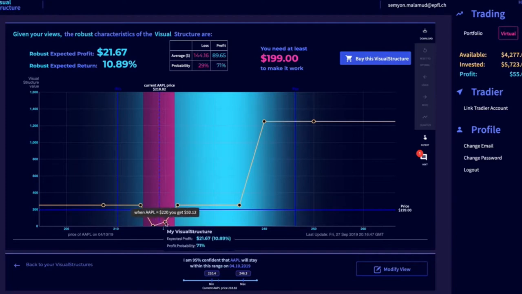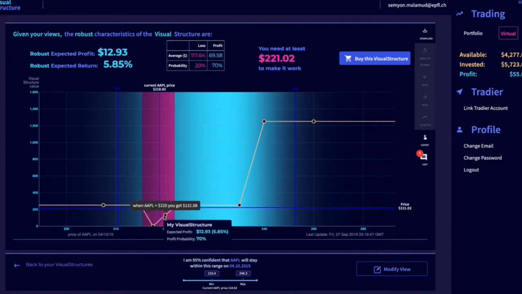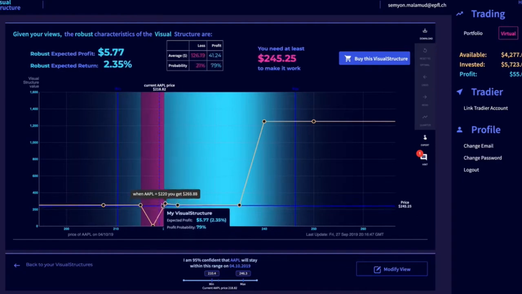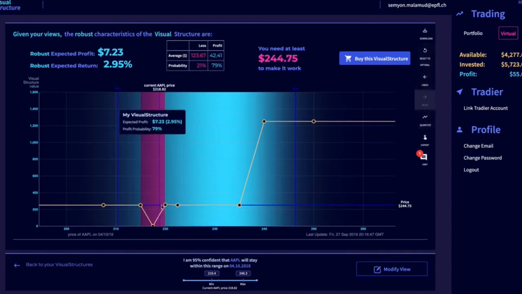You can interact with the visual structure, and you can see how the performance characteristics adjust in real time as you drag the points. Here, I move it, and you can see the profit probability move from 71% to 79%. However, at the same time, the expected profit drops. Now it's only 3%. This is the so-called risk-return trade-off. It has a lower risk, but also a lower return, and I like this one better. Note also that it costs a bit more, $244. So, I'm going to buy this visual structure.